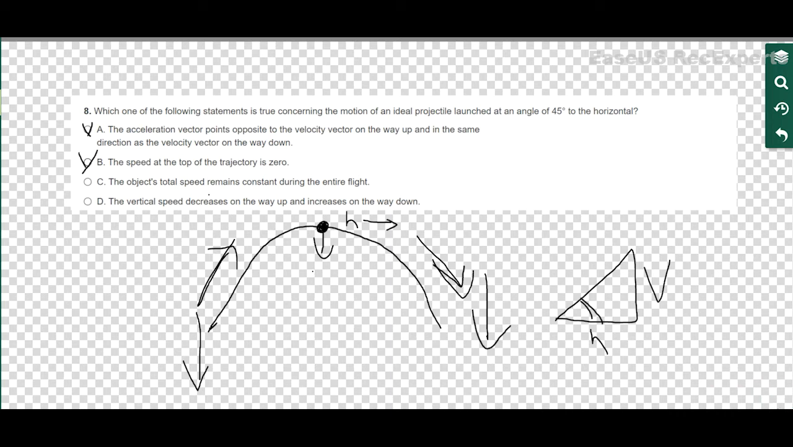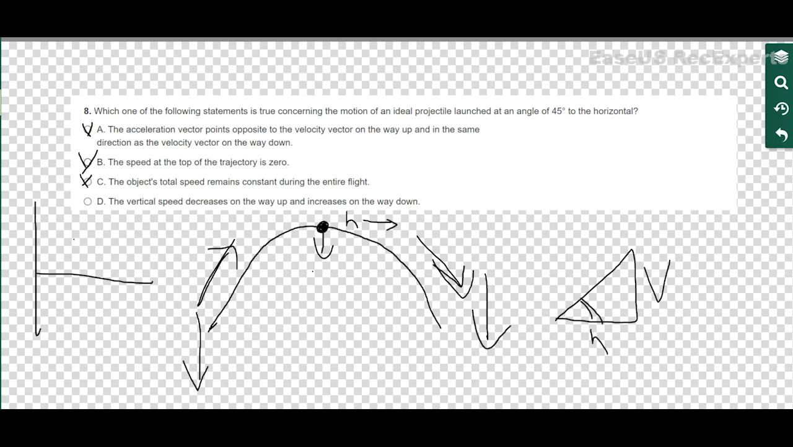Now, the object's total speed remains constant throughout the entire flight. That is also incorrect because your horizontal component, once again, does remain the same, but your vertical component decreases, right? Your vertical velocity decreases at -10 meters per second squared, so this is incorrect. Now, your vertical speed decreases on the way up. Yes, that is true, right?